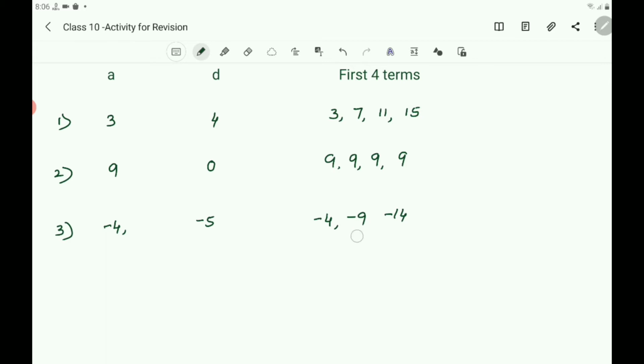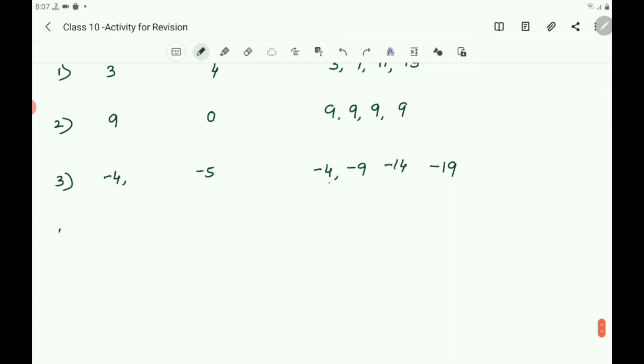Here as D is minus 5, we have to add it to the previous number to get the next number. Then minus 5 is to be added to minus 14. What is the sum of minus 14 and minus 5? That is minus 19. Here, minus 4 plus minus 5 is minus 9. Minus 9 plus minus 5 is minus 14. Minus 14 plus minus 5 is minus 19. So the first four terms are minus 4, minus 9, minus 14, minus 19. Here the first term is minus 4 and the common difference is minus 5.